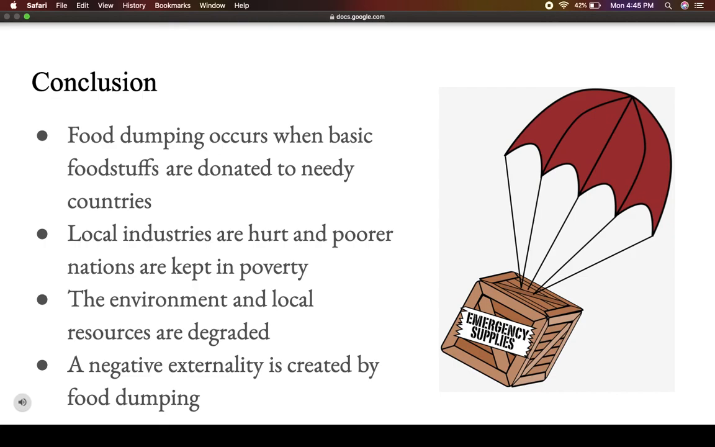Untied aid also benefits the environment by reversing the negative impact of food dumping that occurs when farmers begin to neglect their fields. Food aid has become ineffective from decades of food dumping, and by switching to untied aid, poorer nations will be able to feed their people and protect local industries.